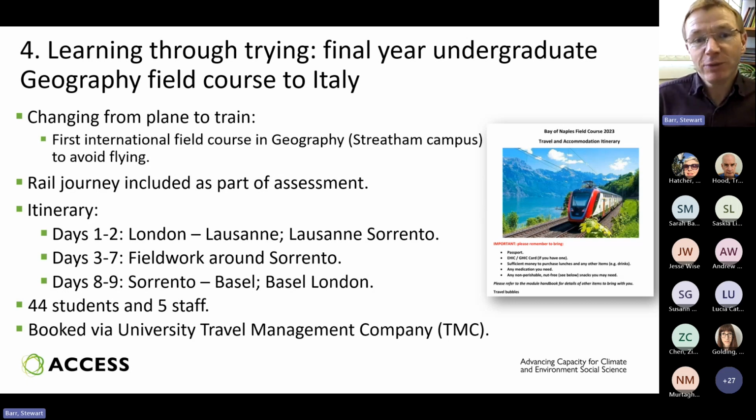What I'm going to talk to you about briefly today was really an experiment, and I really emphasize the word experiment because we saw an opportunity to try and respond in our department to the environment climate emergency, and we knew that we couldn't just come up with a new field course within months. So we thought, what could we do? And the staff going on our Bay of Naples field course, which is a week-long field course at the end of March 2023, said, let's try that by train. And very generously, our head of department said, OK, go for it.